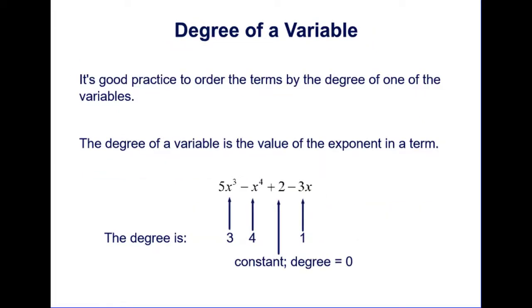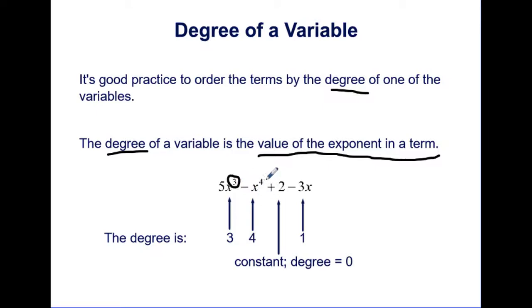It's good practice to order the terms by the degree of one of the variables. The degree of a variable is the value of the exponent in a term. So here we have an expression: 5x cubed minus 4x to the fourth plus 2 minus 3x. So here we can look at the value of the exponent. The degree of 5x cubed is 3 since the exponent is 3.